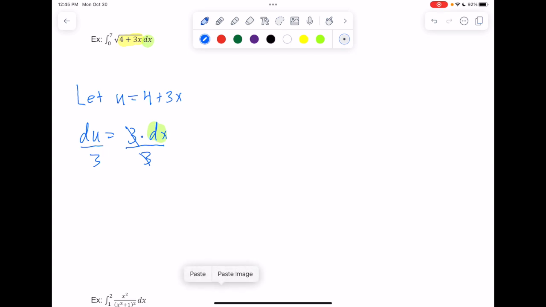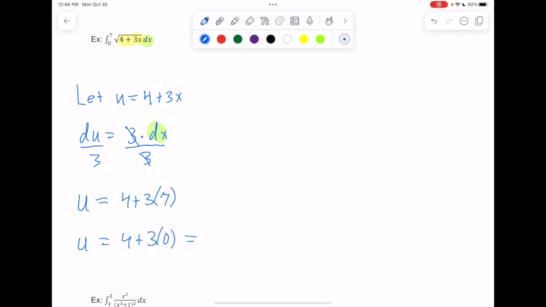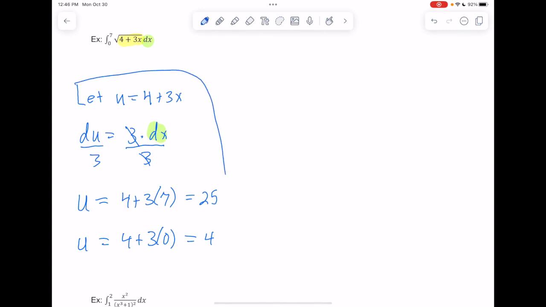So let's do the top limit first, just so they're kind of in order here. So we'll plug the 7 in. So u equals 4 plus 3 times 7. And then, that's our upper limit. And our lower limit will be 4 plus 3 times 0. So 4 plus 0 is 4. 4 plus 21 is 25. So our new limits of integration in terms of the new variable u will be that we're integrating from 4 to 25.